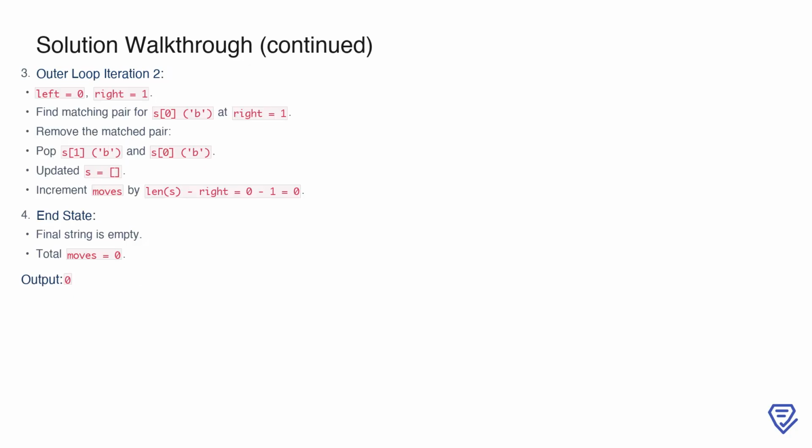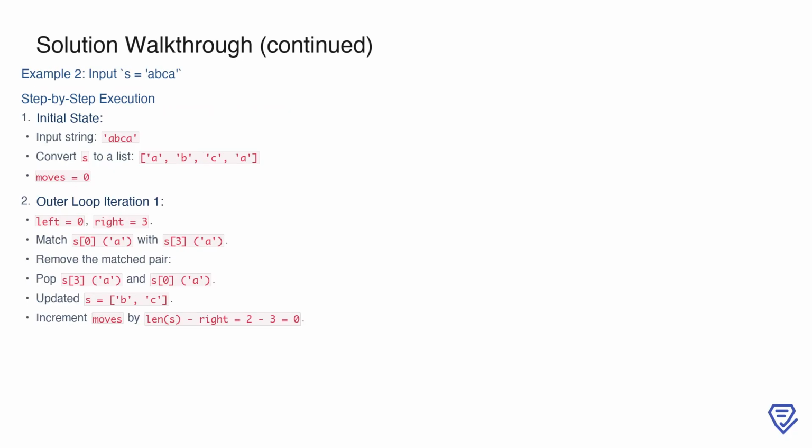Next, in the second iteration of the outer loop, we again compare the leftmost and rightmost characters of the updated string, which are now both B. This time, the characters at left and right immediately match, so we simply remove this pair. Popping B from both ends results in an empty string. Once again, no extra moves are needed since the matched pair was already aligned, leaving the total moves at 0. With the string now fully processed and empty, the result for this example is 0. This demonstrates a scenario where the input was already structured as a palindrome, requiring no additional moves.